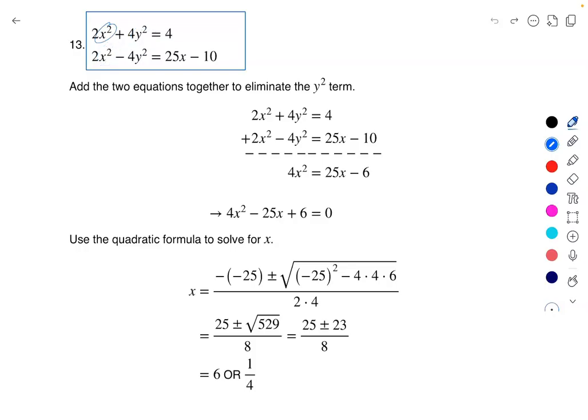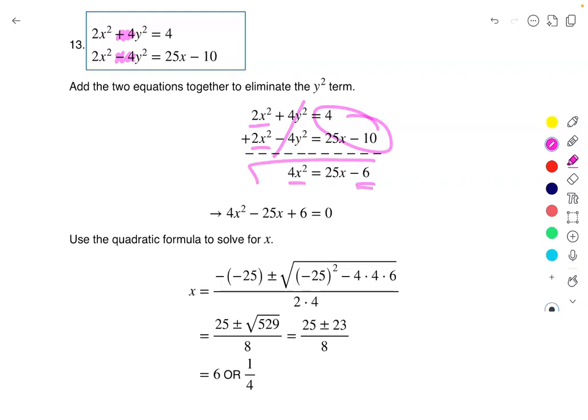I'm going to erase some of my markings, and I'll switch over to my highlighter. I've got a positive 4 as the coefficient for the y squared and a negative 4 on this second equation for the y squared. So that's really set up well for elimination. When I add them together, I get 2x squared plus 4x squared, and the y squareds eliminate. Then I can simplify 4 minus 10 into negative 6, and there I go.